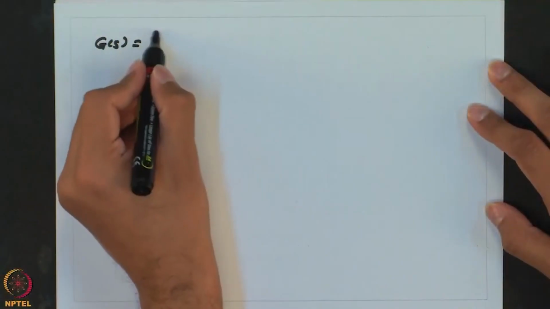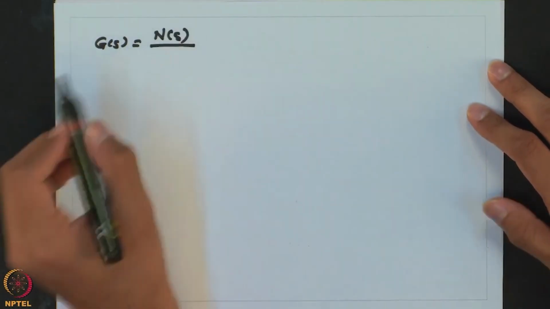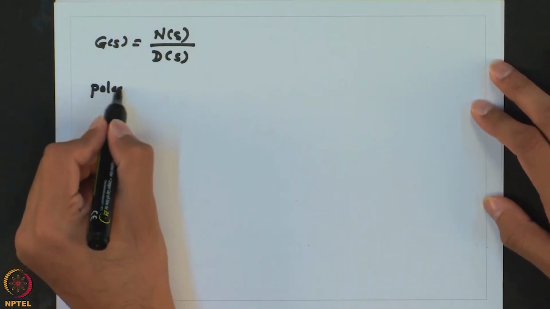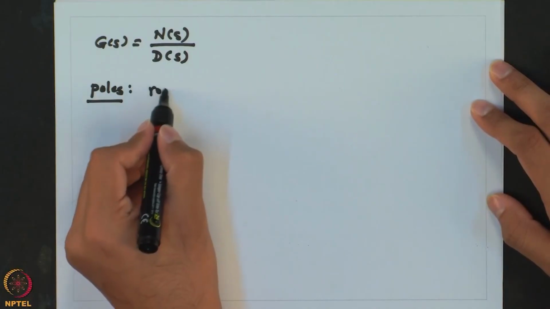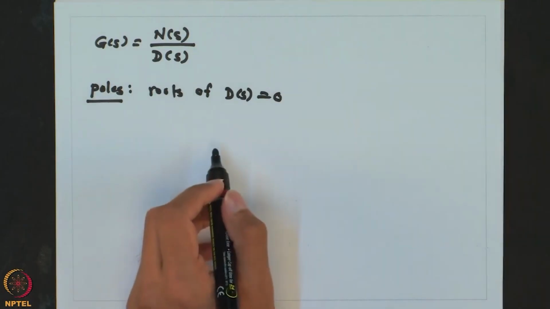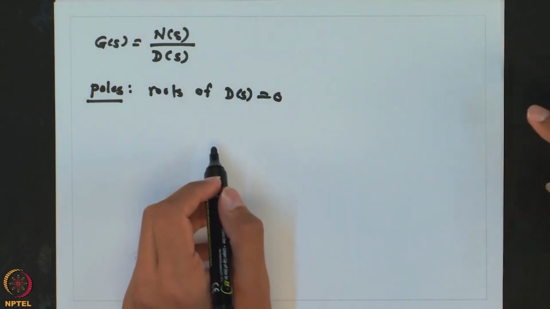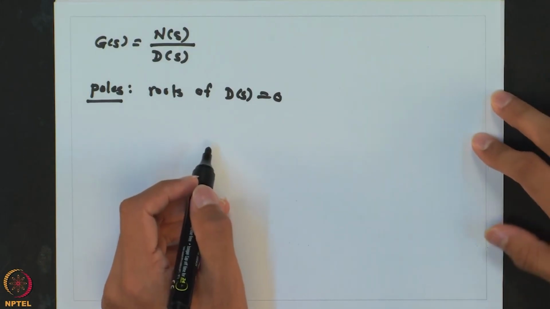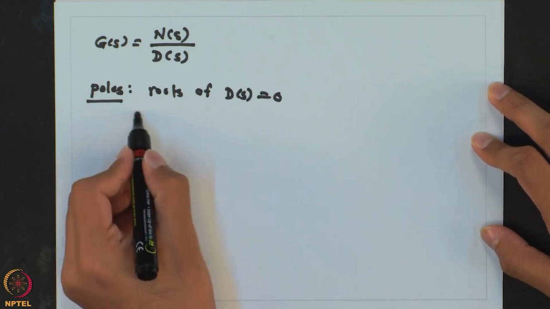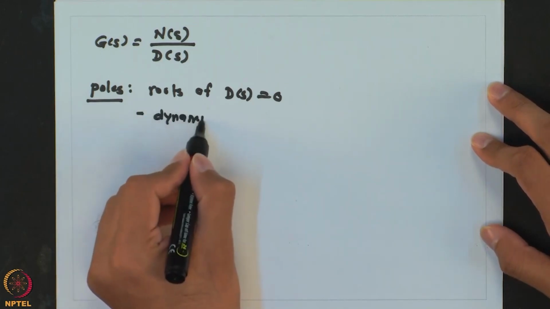So in order to analyze these kinds of systems, we define two terms for a transfer function. We write a transfer function as a polynomial representation, a ratio of two polynomials N(s) over D(s). We define poles as roots of the equation D(s) equal to 0. So you take the denominator polynomial and equate it to 0, the roots of that give you poles. Those are known as poles of the transfer function, and the poles give the dynamic modes of the process.